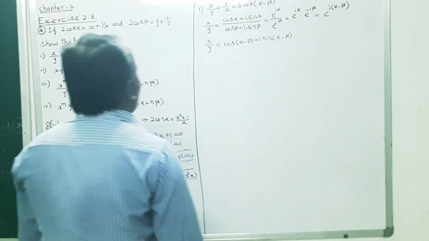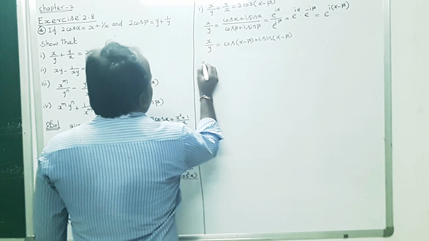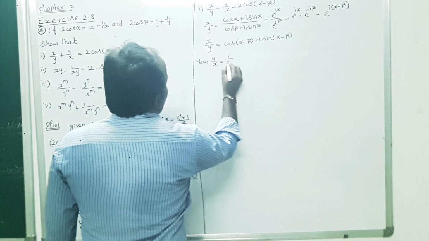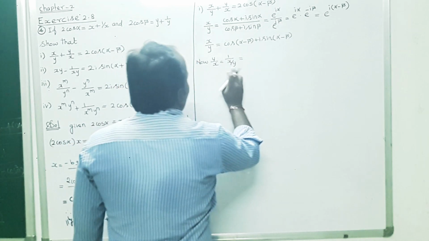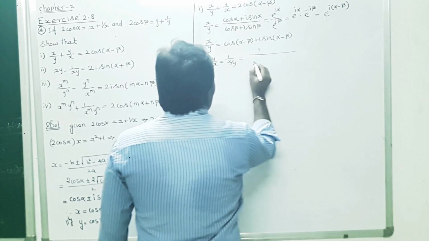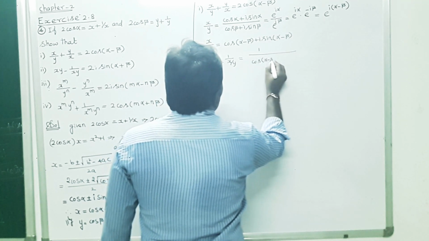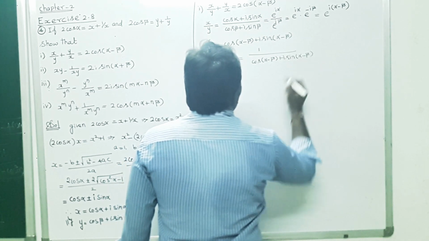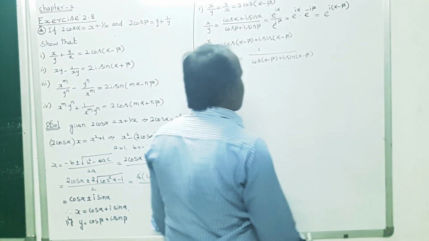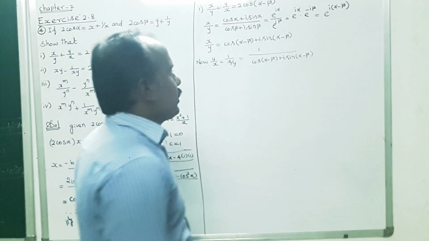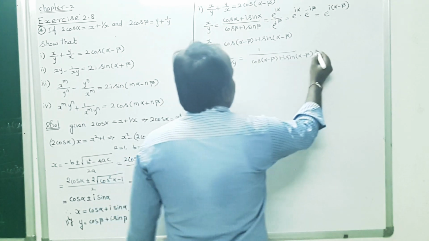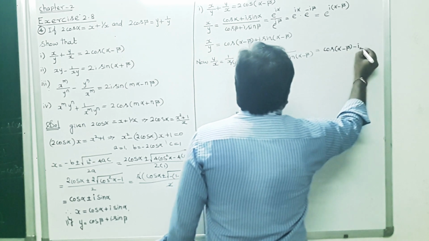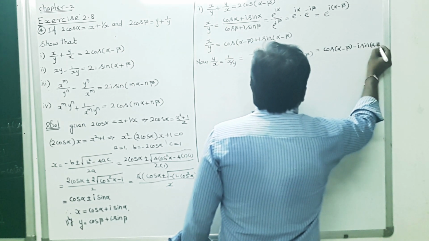Next, to find out the value of y by x. So y by x is equal to 1 divided by x by y, and x by y is already found. That means 1 divided by cos of alpha minus beta plus i sin of alpha minus beta. So the complex polar form in the denominator goes to the numerator, just change the sign of i to minus, that is cos of alpha minus beta minus i sin of alpha minus beta.